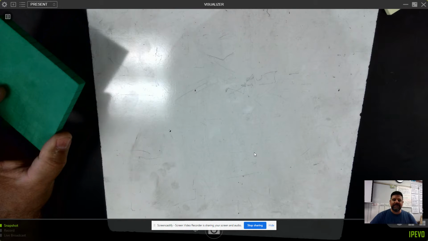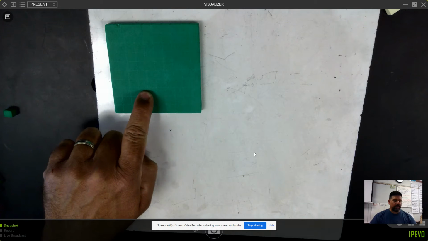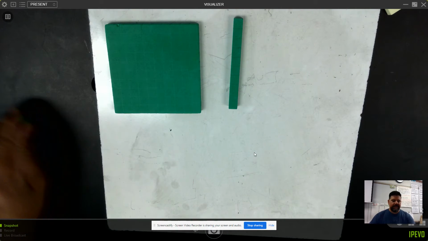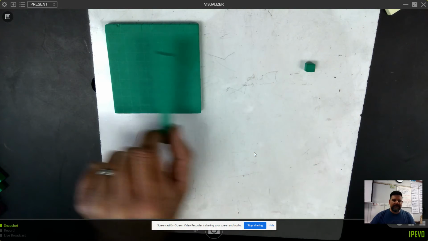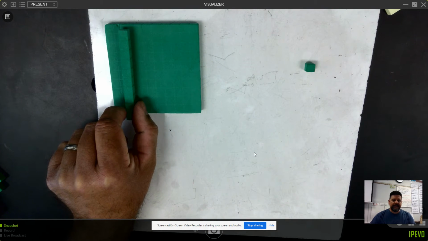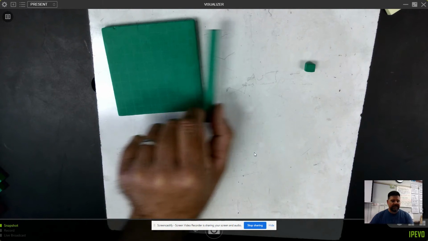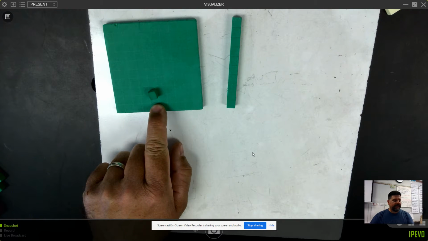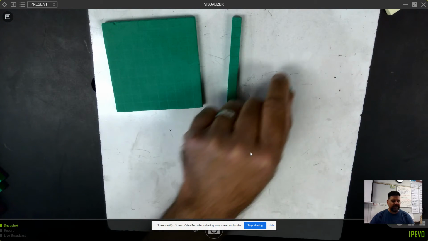When we compare decimals, we always want to compare like terms. Let's call this 1 whole. Let's call this 1/10. And let's call this 1/100th. It would take 10 tenths to make 1 whole, 10 of these longs. It would take 100 hundredths to make one of these wholes, 100 small cubes.